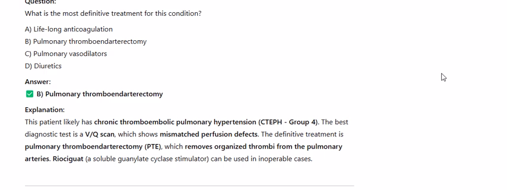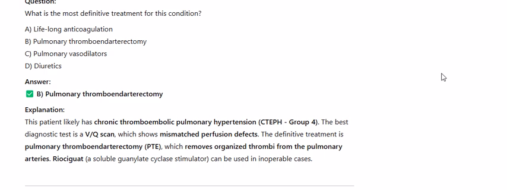The best diagnostic test is a VQ scan, which shows mismatched perfusion defects. The definitive treatment is pulmonary thromboendarterectomy, PTE, which removes organized thrombi from the pulmonary arteries. Riociguat, a soluble guanylate cyclase stimulator, can be used in inoperable cases.